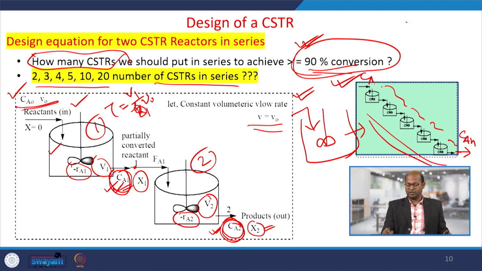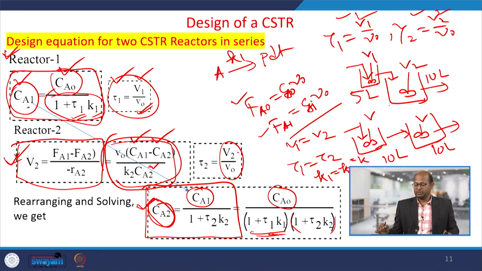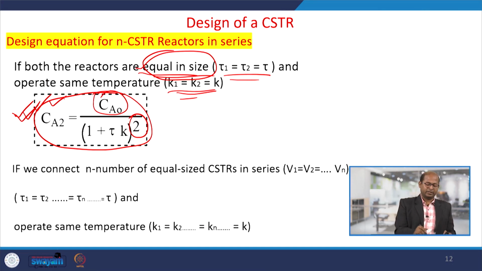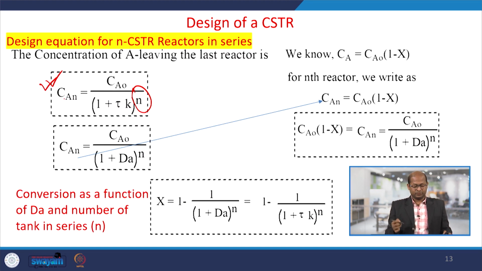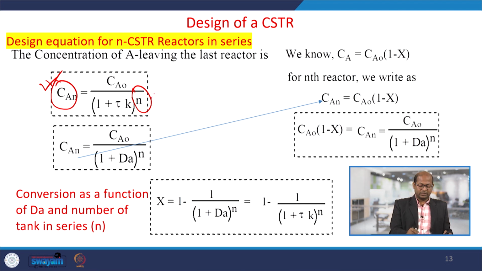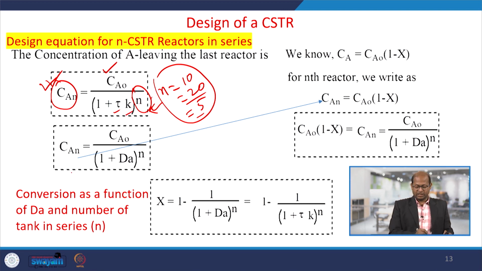If this is Ca naught and this is n number of reactors connected in series, we do not need to find the concentrations in between the reactors, we just need the final concentration of the reactors. So then we can find the exit concentration of the final reactor. If n equals maybe 10, 20, or 5, any number, we can substitute here the initial concentration, tau and k value, and then find the final concentration.